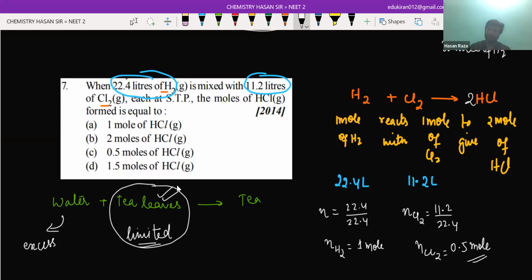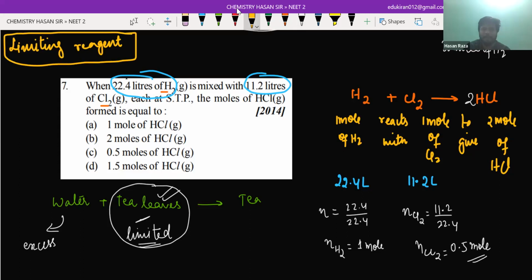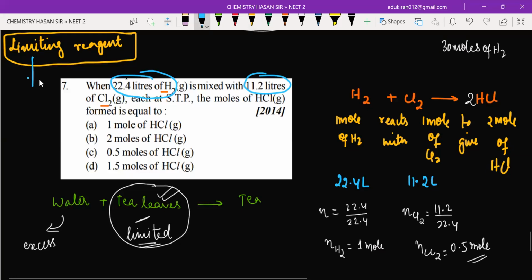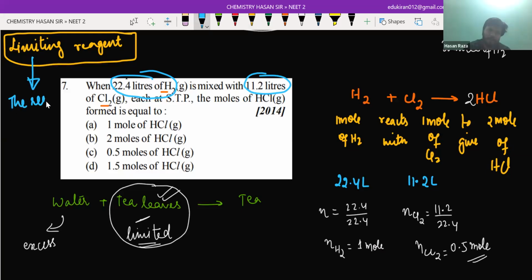If you are making tea for the guest and in between your tea leaves finish, will you be able to make tea? Yes or no? No. So basically there is a term in physical chemistry, and that is limiting reagent. Have you heard of this limiting reagent? Yes, sir. The reactant which limits the product is called the limiting reagent.